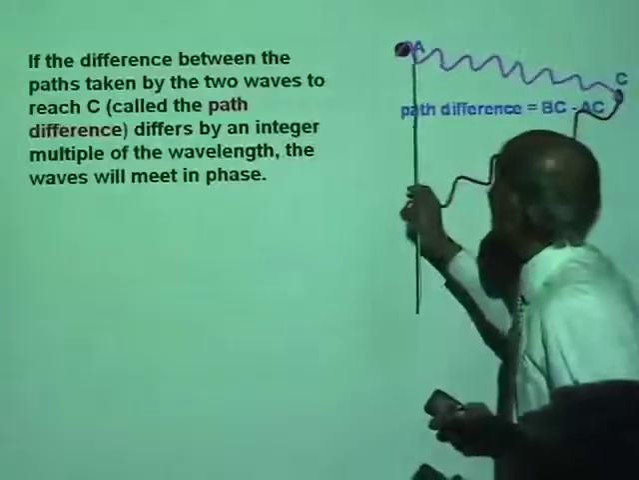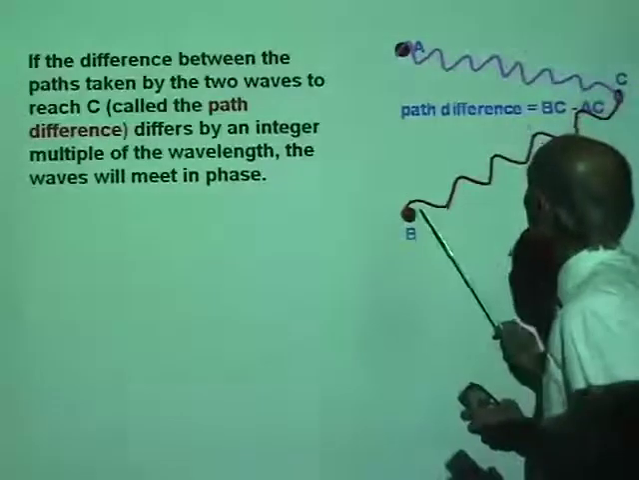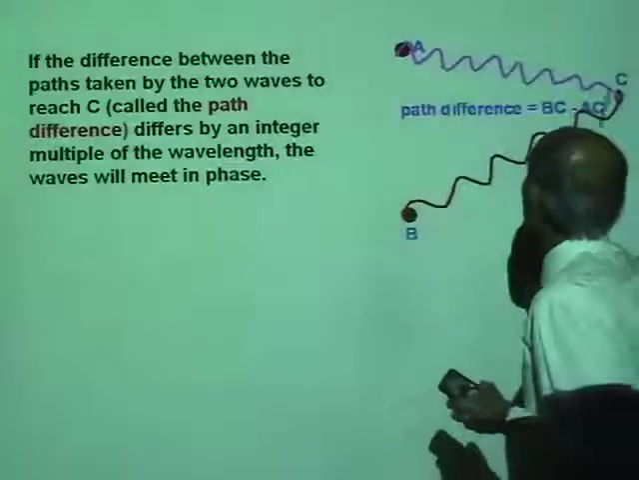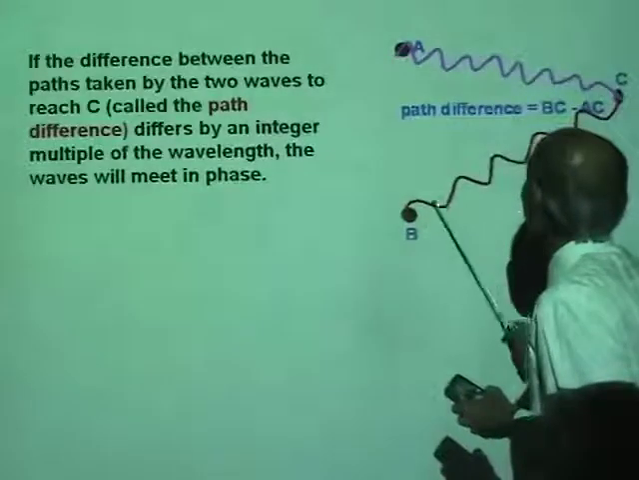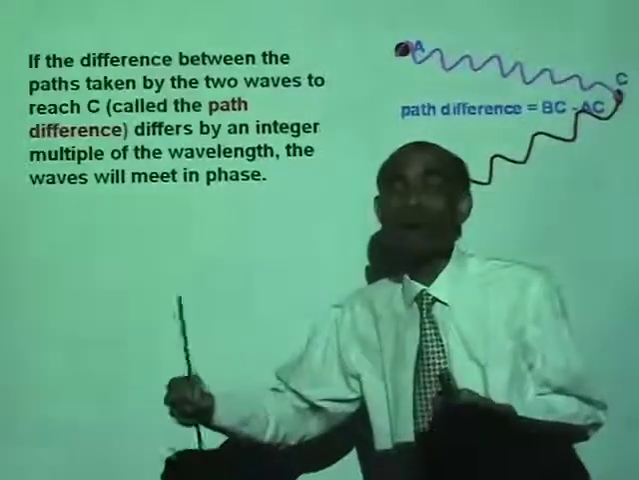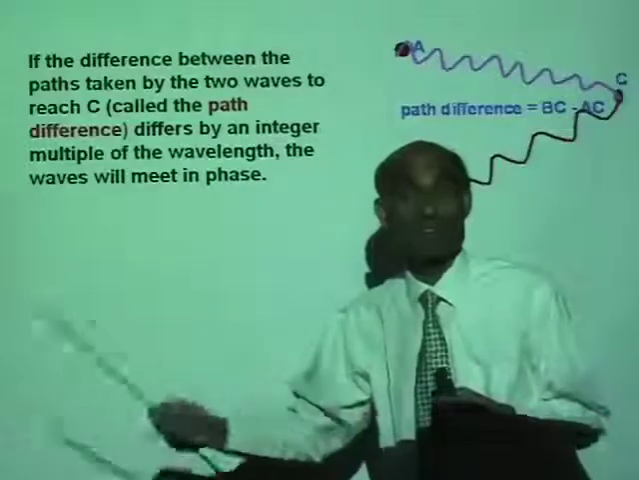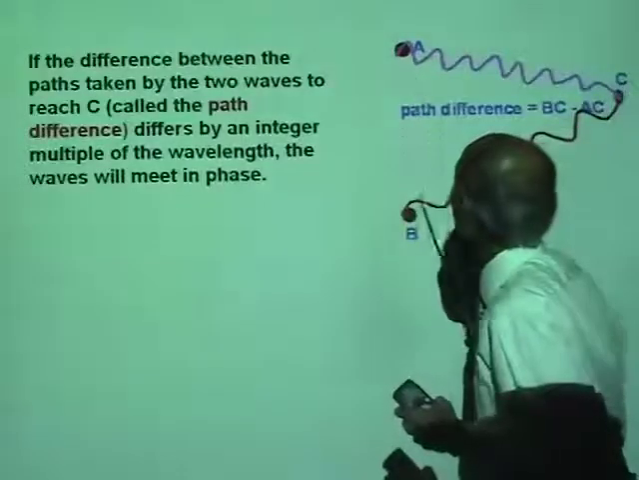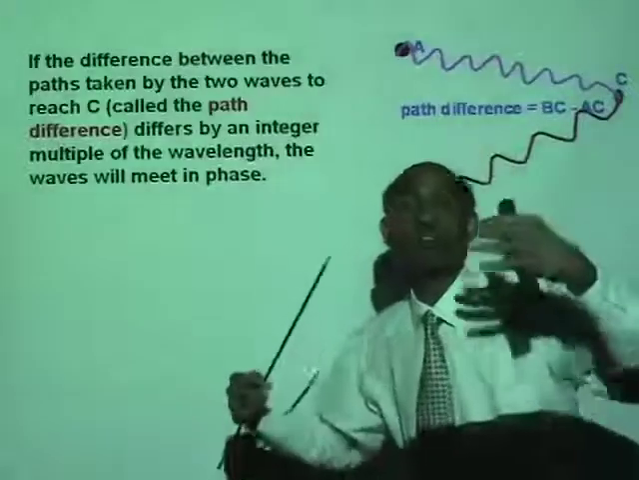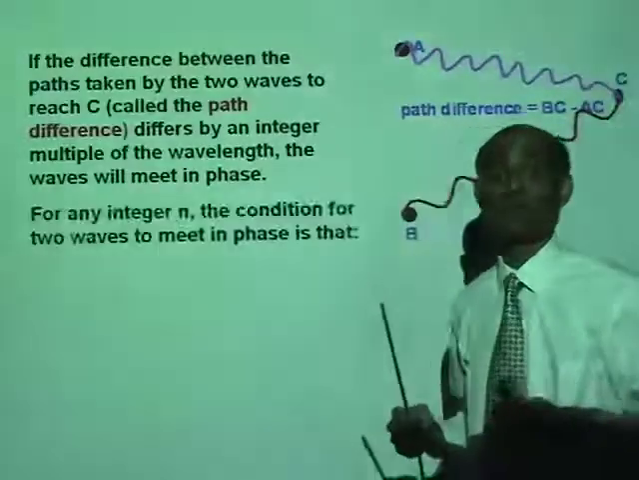Path difference is the difference between the length of the paths. So, if the path difference between AC and BC is an integer multiple of a wavelength, then the waves from A and B will reach C in phase. You will hear a loud sound.